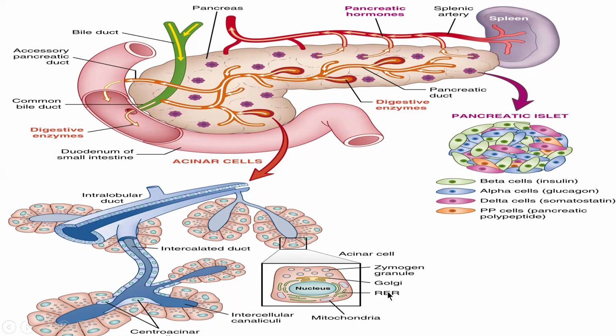Now, the acinar cell with zymogen granules is a cell that consists of Golgi body, RER, mitochondria, everything.